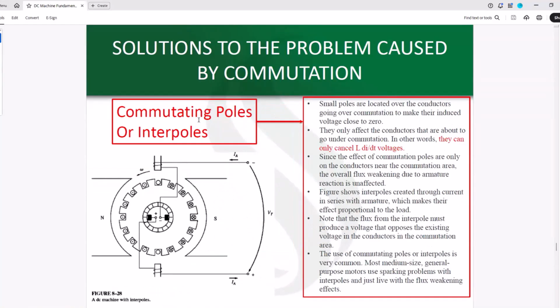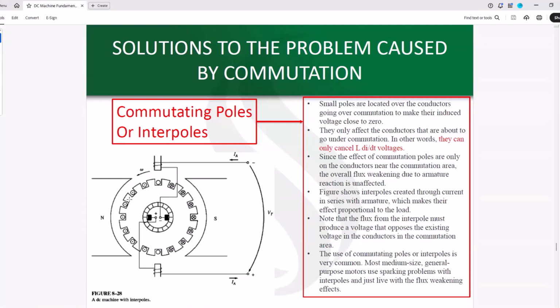We use what we call commutating poles or interpoles. What it does is that we put windings on the neutral plane like this, and we pass current in these windings proportional to the current of the armature. So the armature is in fact in series with these windings. In other words, the current in these windings would be proportional to the current of the machine, so it would be proportional to the load. If the load becomes zero, these would be zero also. If the IA becomes more, the effect of these windings would become more.